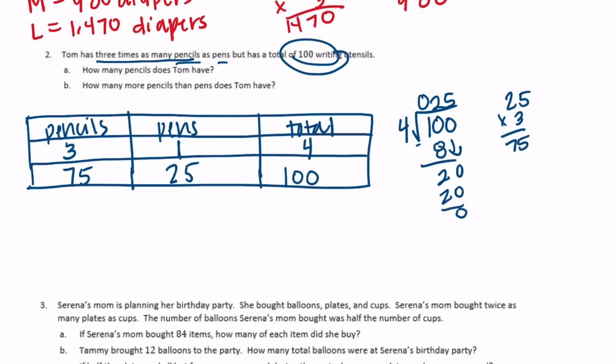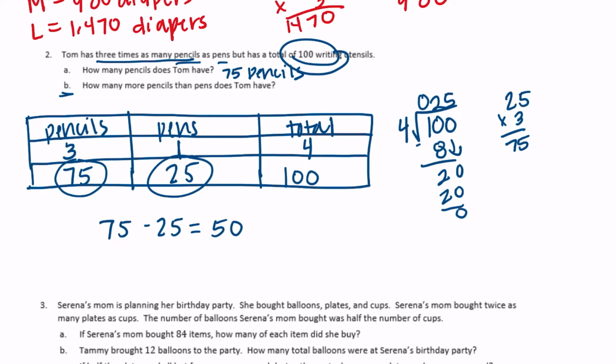So how many pencils does Tom have? He has 75 pencils. So part B says how many more pencils than pens does Tom have? How many more means we're going to subtract. 75 minus 25 would be equal to 50. So he has 50 more pencils than pens.